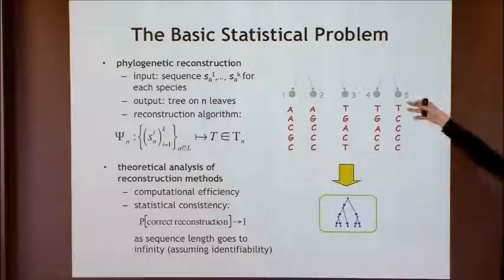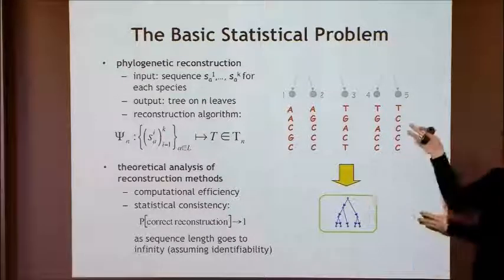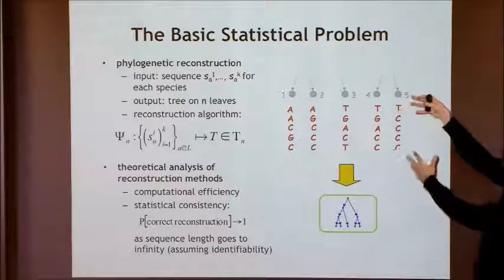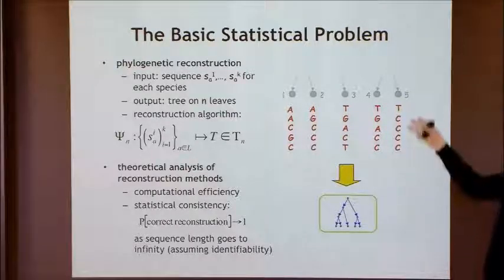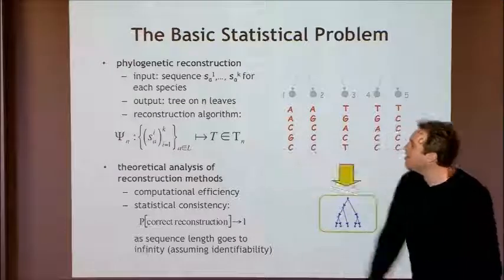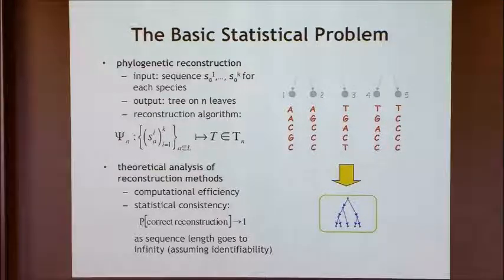It means that as the sequence length goes to infinity, and of course the real sequences are finite, if I imagine that I generate infinitely many samples from this process, is my reconstruction algorithm guaranteed to recover the correct tree with probability one in the limit? This is called statistical consistency, and it's a basic requirement when you're designing methods for reconstructing.